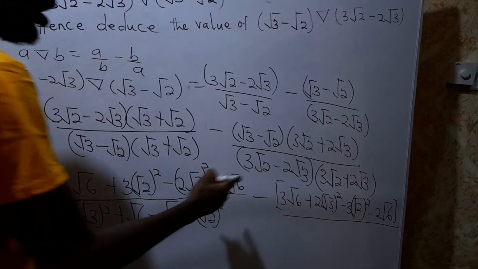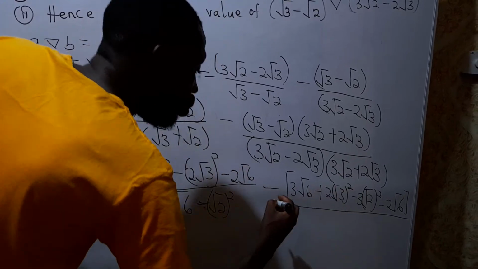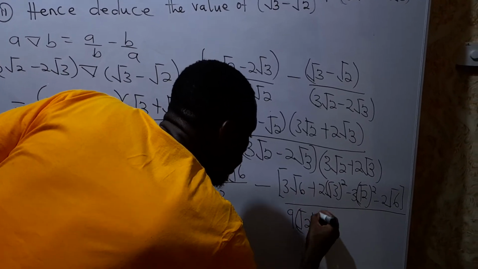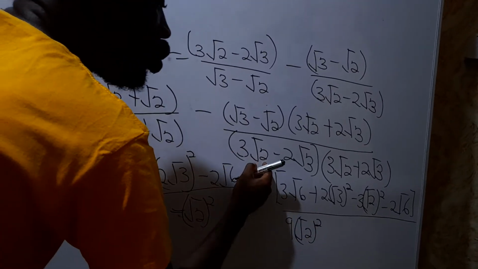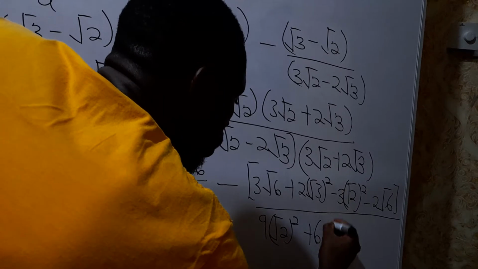Over, now the denominator, 3 root 2 times 3 root 2 will be 9 root 2 square. Then 3 root 2 times 2 root 3, that will be 6 root 6.